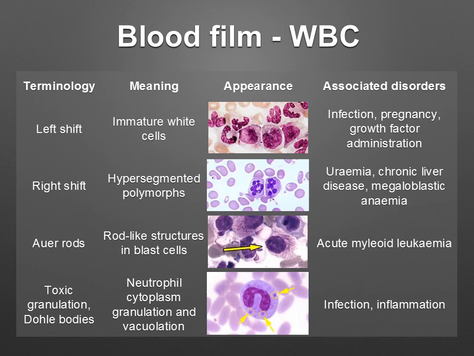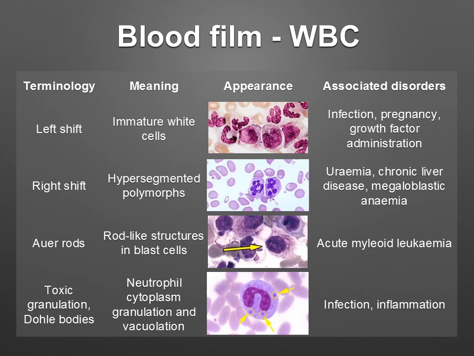And just a few on the white blood cell line. So we often talk about left shift, and that essentially just means that you have immature white cells. And that's most commonly caused by infection in the ICU, but you've also maybe considered pregnancy and growth factor administration, but infection until proven otherwise, I think.